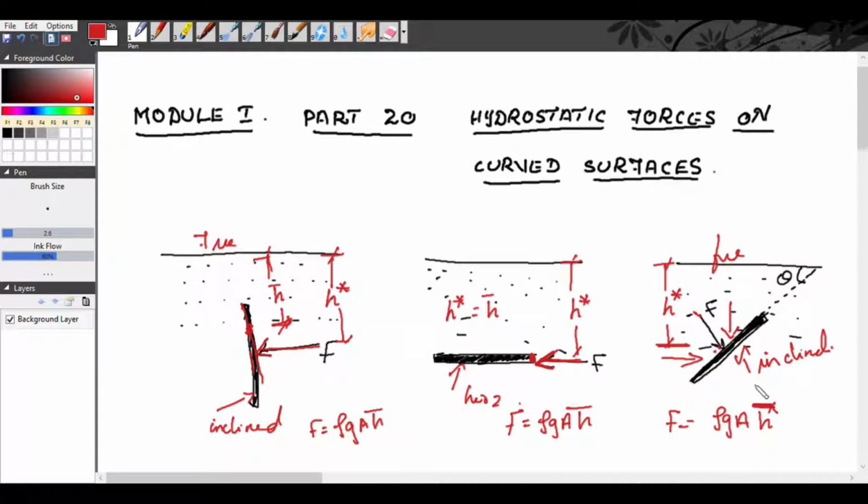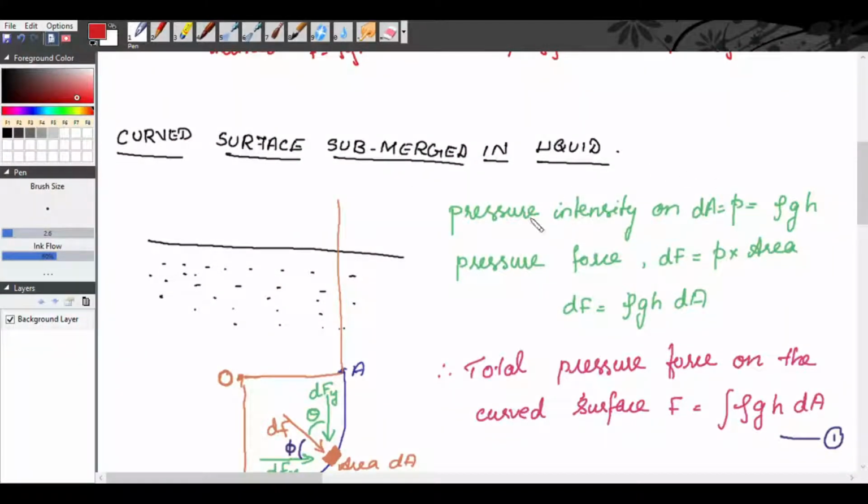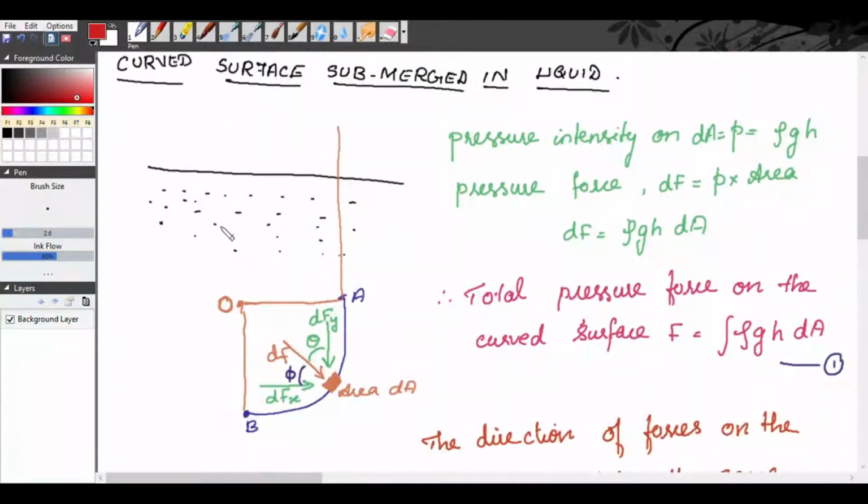All these things we have studied in our previous classes in detail. We have seen the theory, and we have seen the problems also. Now, in today's class, we are going to see the forces on a curved surface, when the surface is curved. So, a curved surface submerged in liquid. Now, you can see the diagram. This is our free water surface, and AB is the curved surface.